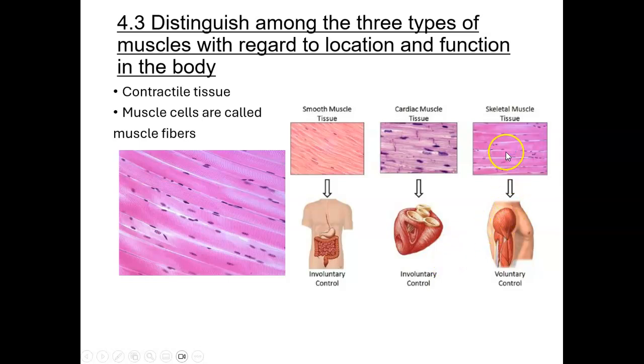And then our skeletal muscle, which is what most people think of when they think of muscles, and that's what I'm showing you right here. That's the muscle that we do have voluntary control over. We can choose to move those muscles, and those are the ones that move our bones. So when you think of muscles, you're probably thinking of skeletal muscle.